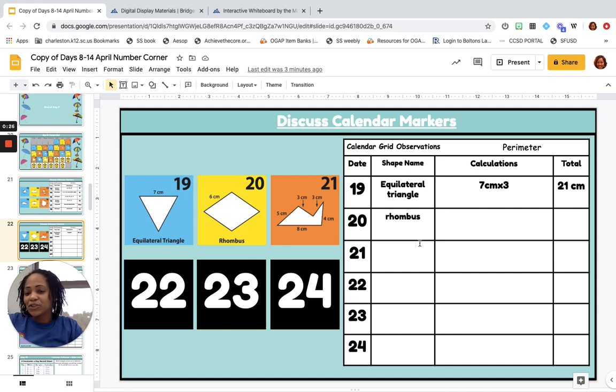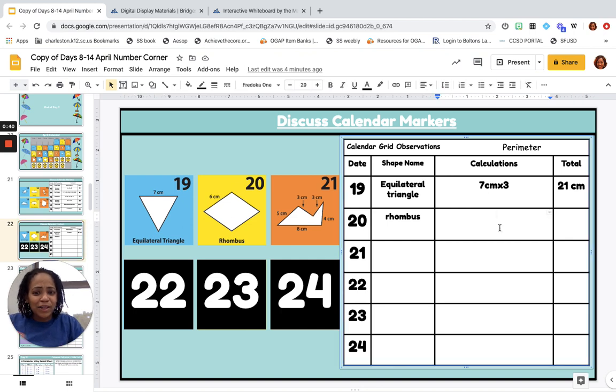You may remember yesterday I told you that I was going to fill it in for you for the rhombus. But after I thought about it, I wanted to make sure that you understood what was happening with the rhombus. They only give us one side, but yet we need to figure out the perimeter. So do you think this is a regular polygon, a regular rhombus, or not? And by regular, I mean all the sides are equal.